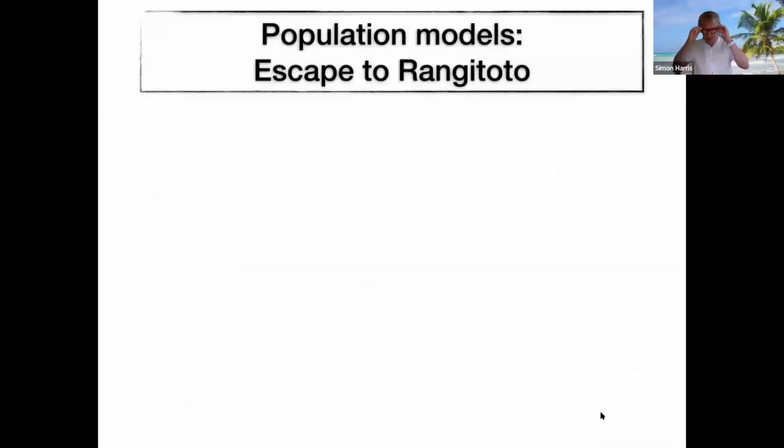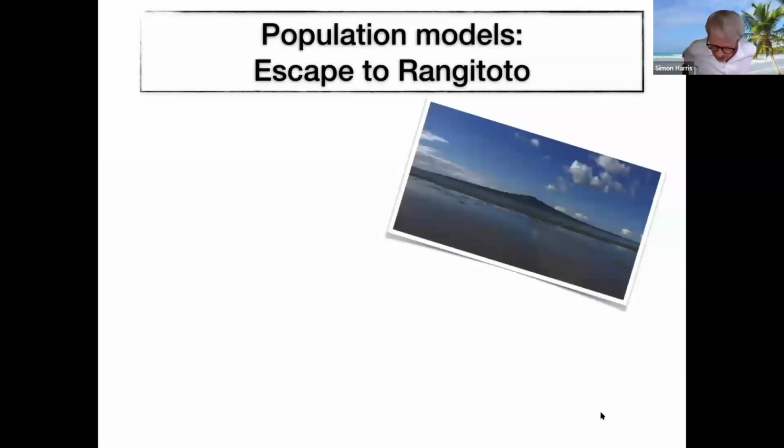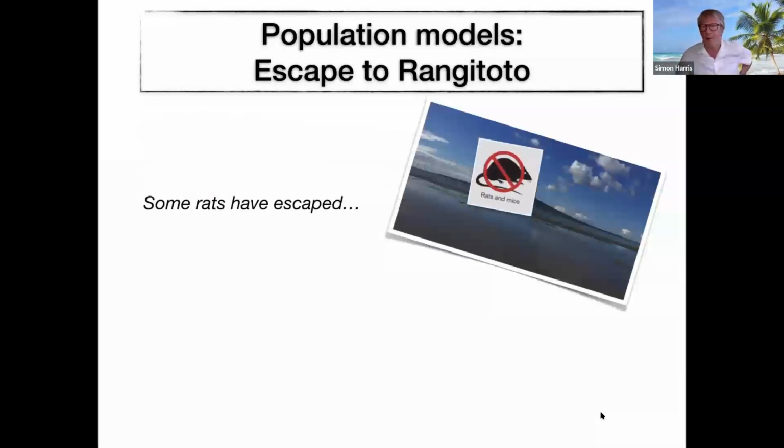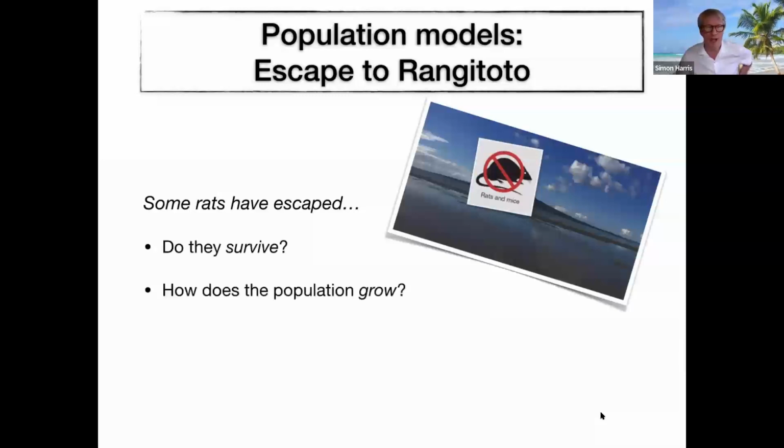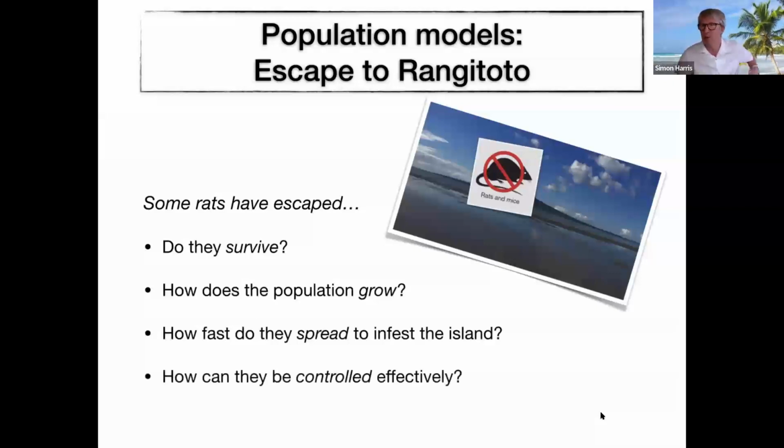Okay, so the next part of the talk, I want to change tack a little bit, and I want to talk about the trees. So imagine some rats have escaped, and they've made their way onto a nice island, Rangitoto, for example, where they weren't there before. So do they survive? How does the population grow? How fast do they spread to infest the island? And can they be controlled effectively? These will all be basic questions that someone who is interested in a real application would ask.